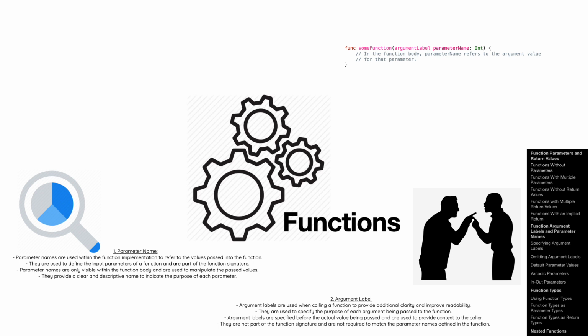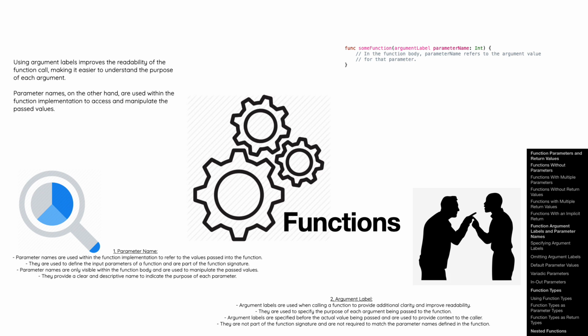Using argument labels improves the readability of the function call, making it easier to understand the purpose of each argument. Parameter names, on the other hand, are used within the function implementation to access and manipulate the passed values.